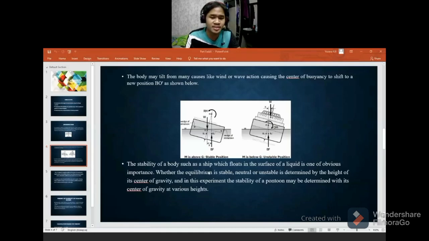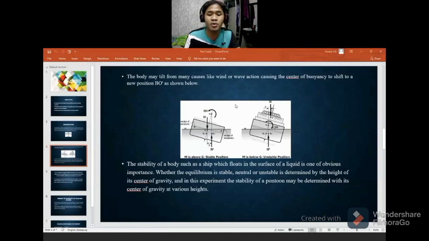What is the meaning of this statement? It means that if something like wind or waves disturbs the system, the center of buoyancy can change to a new position. On the left hand side, M is above G. That means the floating body is in a stable position. And on the right hand side, M is below G, which means the floating body is in an unstable position.